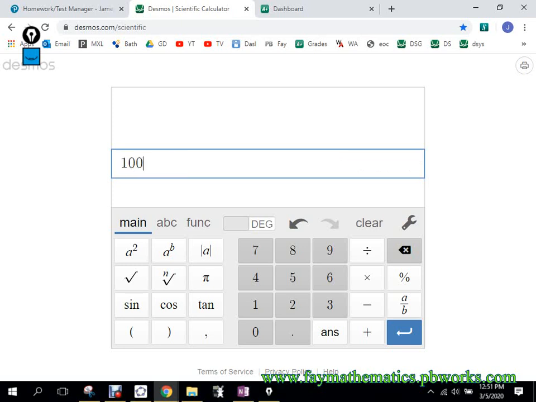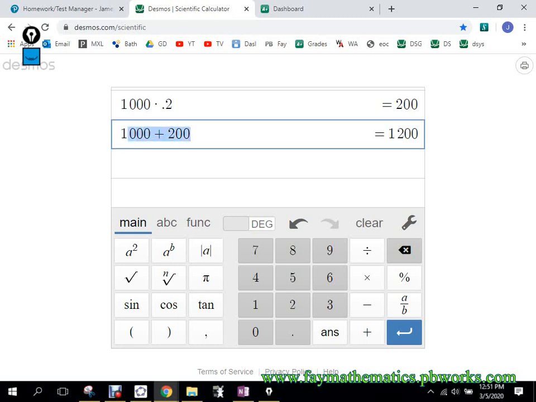If I start with 1,000, multiplied by 20%, it gets to 200. Now I take the 1,000 plus the 200. But can I get the same thing? Because my users are 100% of the original 1,000, and then 20% of that original 1,000. So what's 100% plus 20%?